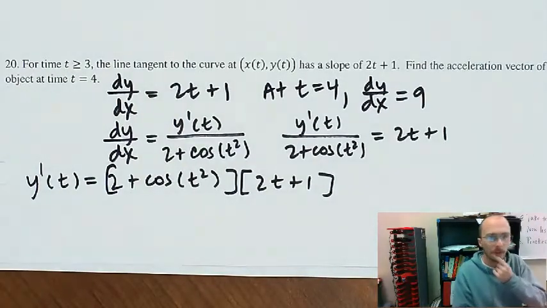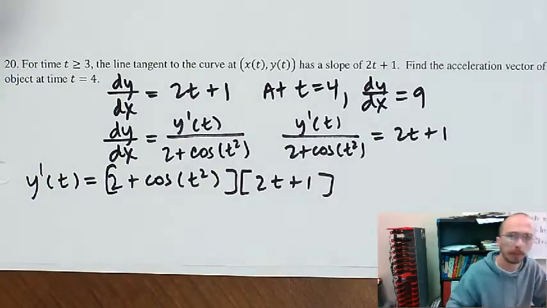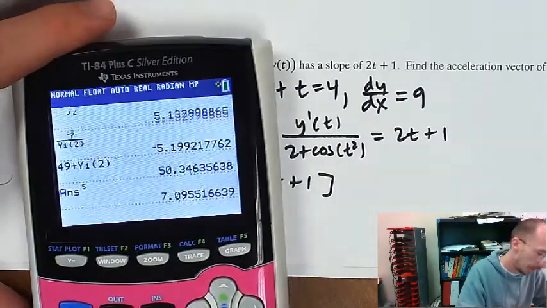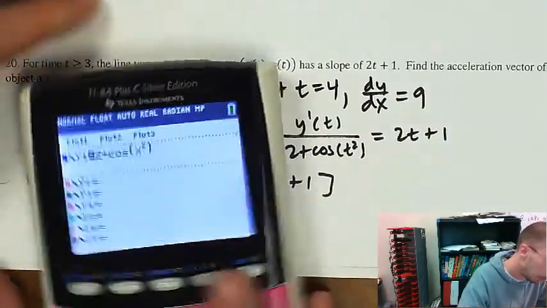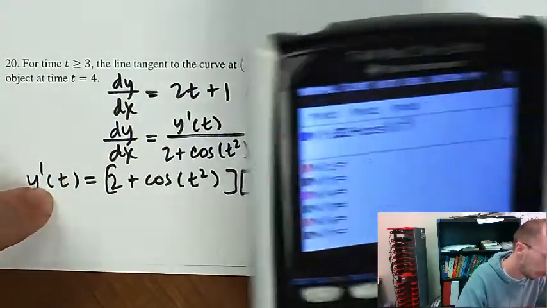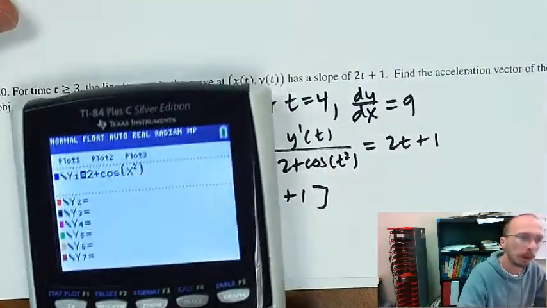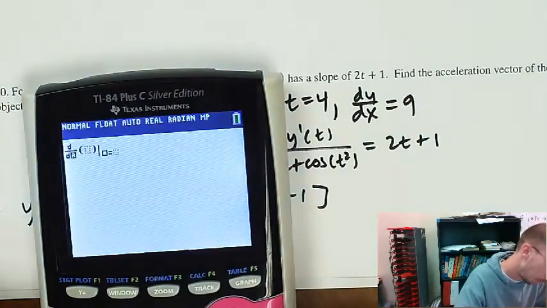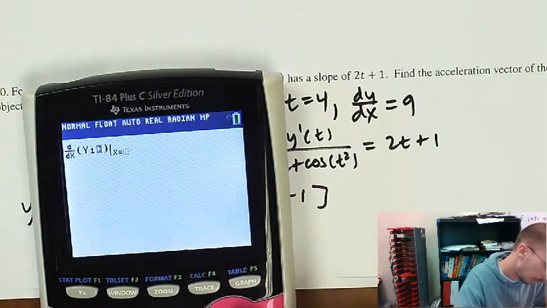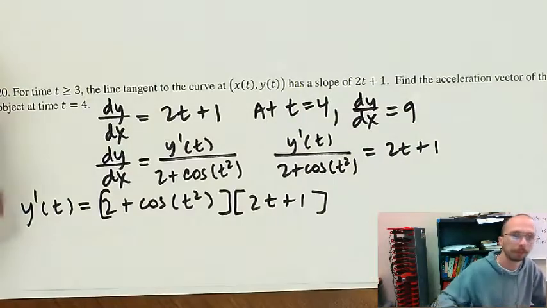Okay, now in order to find the acceleration vector, I need the second derivative, and I thought we'd already done that, but I guess that was a different problem. I'm going to find the x-coordinate of the acceleration by taking the derivative of x prime, because we know that the x-coordinate of acceleration is x double prime. So x double prime of 4 is going to be the derivative of y1 at t equals 4. And I get 2.303.